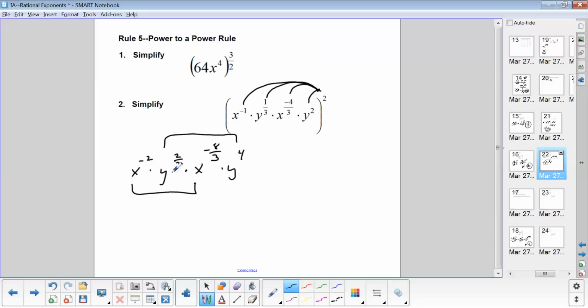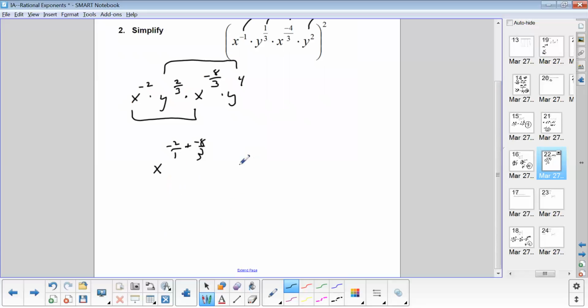X to the -2 plus -8/3. Well, the LCM would be thirds. So it'd be x to the -6/3 plus -8/3, and that would give you x is -14/3.